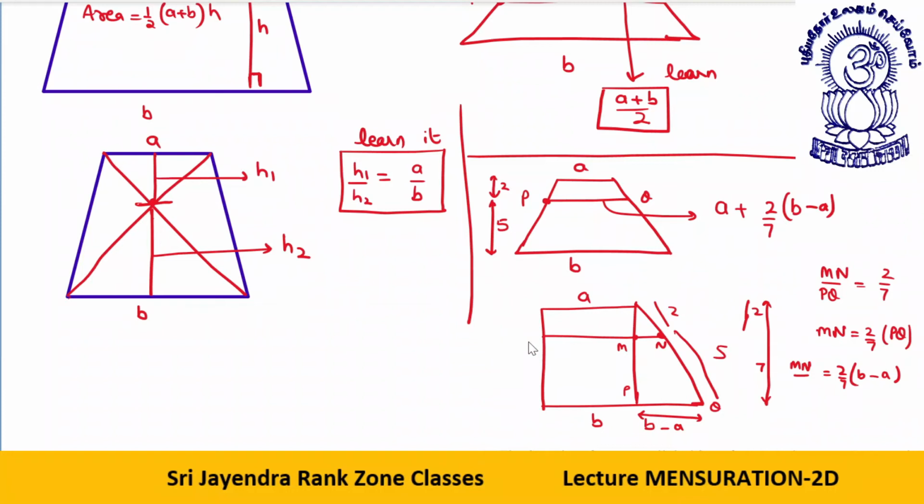Now we read, suppose Sn. So Sn is what? Sn is Sm plus Mn. Sm is how much? Sm is A. So this becomes A plus 2 by 7 of B minus A.